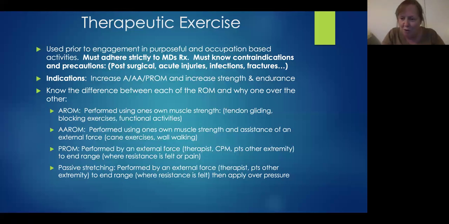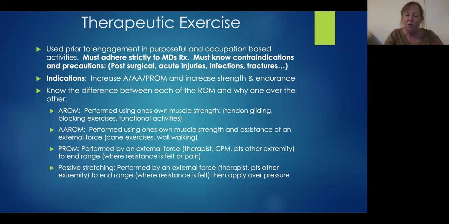Now, sometimes we do passive range of motion because somebody has a flaccid extremity, and so we help to passively move it because they can't actively contract their muscles. So when we do passive range of motion, it's an external force, which can be the therapist. It can be a CPM machine, which stands for continuous passive motion machine. It could be the patient using their other extremity, such as in self range of motion, where they passively move their arm.